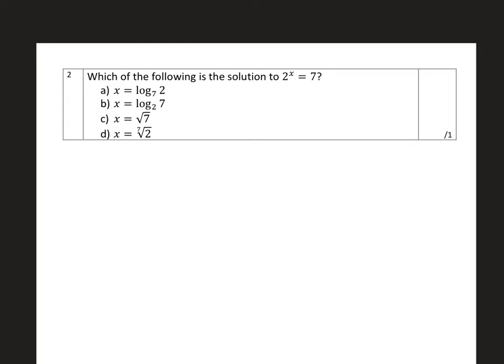So which is the solution for 2 to the power x equals 7? So to get rid of the base, the inverse of the base is log. So I would do log 2 on both sides. On the left hand side, the log 2 and the base 2 cancel. So I just get x equals log 2, 7. So it was B.